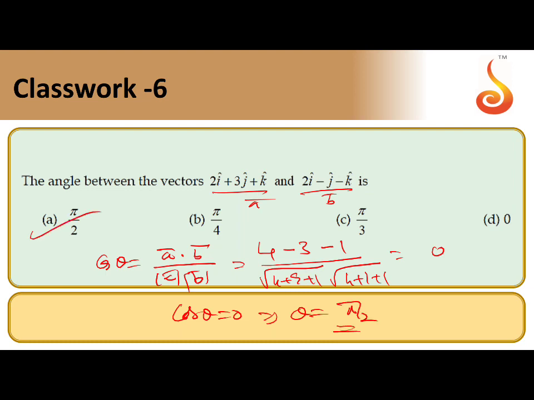Option A is correct. So when you are solving the questions, first you take A dot B. If A dot B is 0, no need to go for the formula for cos theta. You can take directly that the angle is 90. So clear this one.